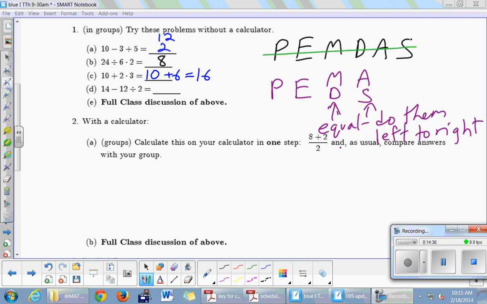And then, again, don't look zoomed in, but look far away. What are the two operations in D? Subtraction and division. Which one gets the higher priority? Division. So we have to do the division first, which means I'm copying down the 14 minus until I do the division. 12 divided by 2 is 6, and that one's 8.